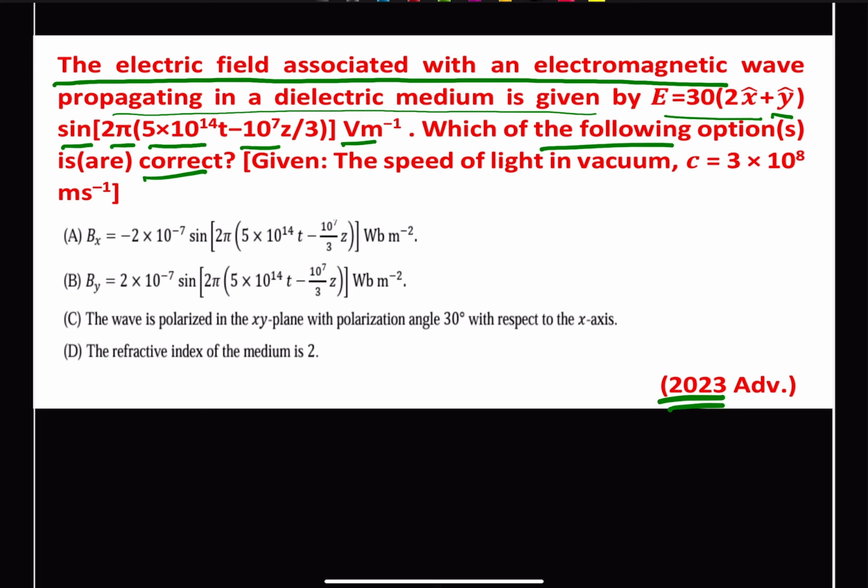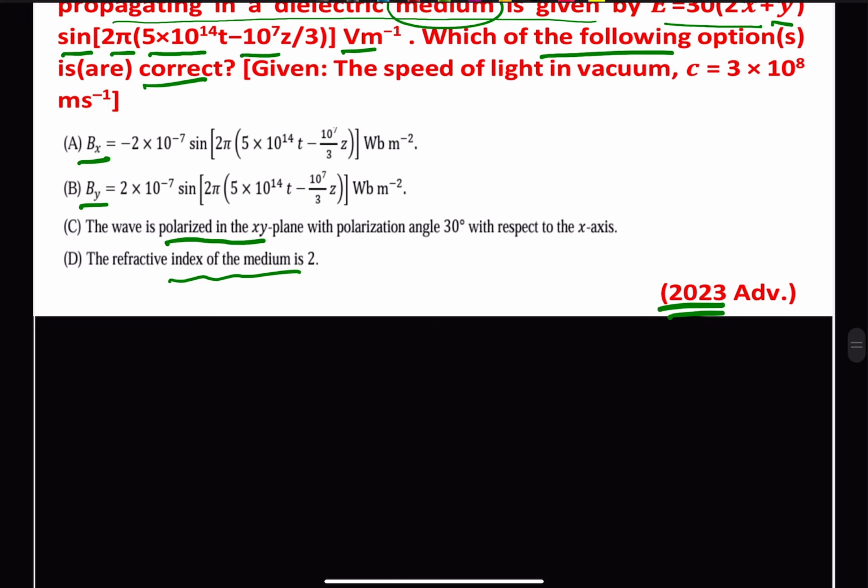So basically we are going to find out the components of the magnetic field in x and y direction and the polarizing angle as well as the refractive index. So first of all, let's find out from the given equation, because it is traveling in a medium, not in a vacuum, first of all the velocity of the EM wave.